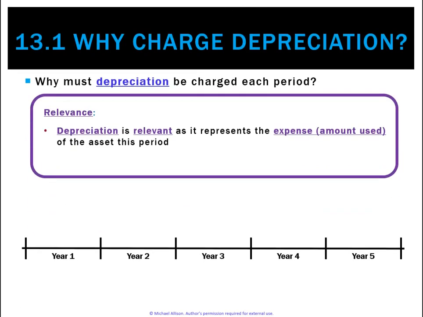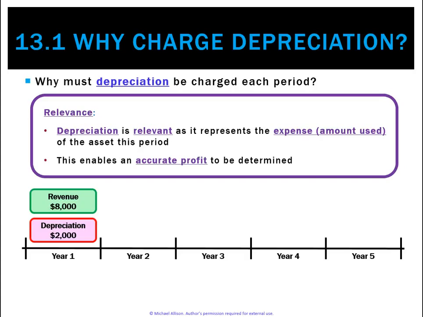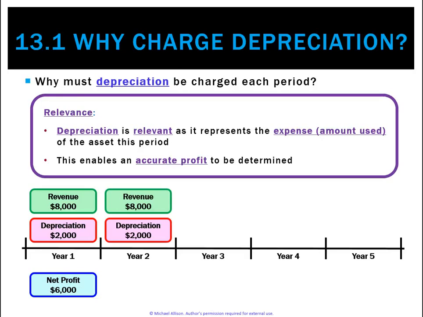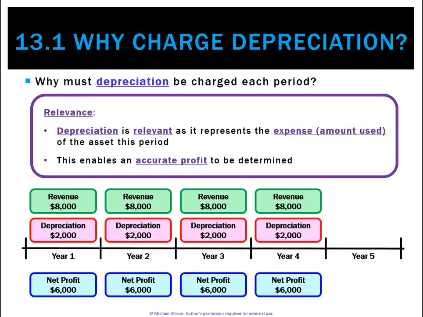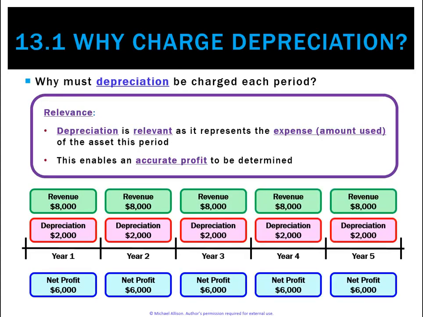Another theory that tells us that we should be doing this is relevance. Relevance is about decision making, so wouldn't it be good to have the most accurate profit? Well, the most accurate profit figure would match the revenues with the right expenses. So you can see a net profit of $6,000 and $6,000, and every year we've matched how much was earned from the car, $8,000, with how much was used of $2,000 to get a net profit of $6,000.